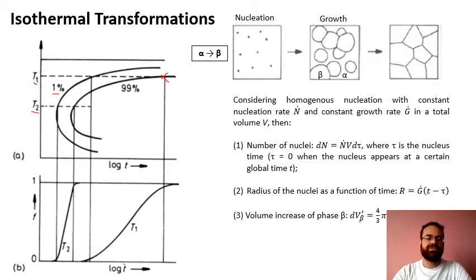And then we could build a diagram which is composed of two curves. One curve which represents the time required for the transformation to start at a given temperature, and the second curve, this one, which represents the time required for the transformation to end or to reach 99% of its completion at a given temperature.